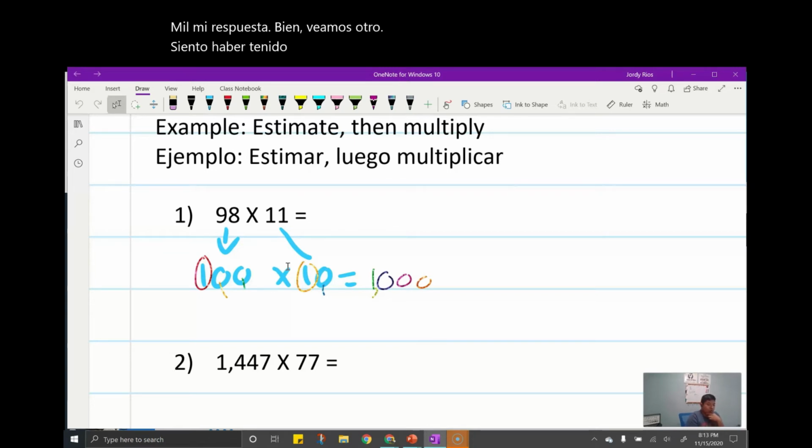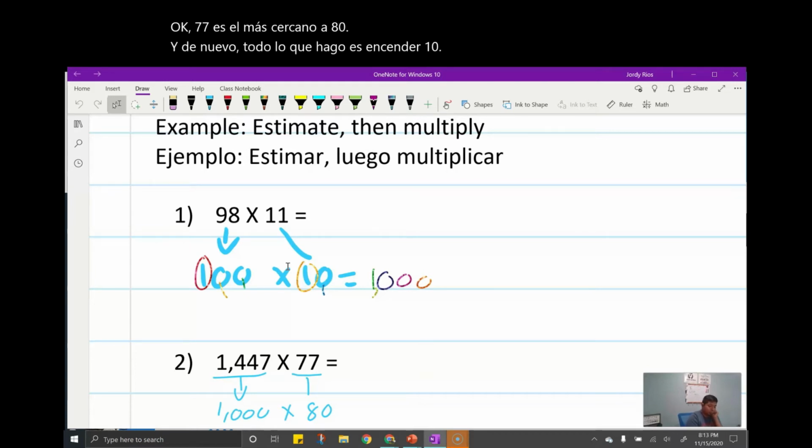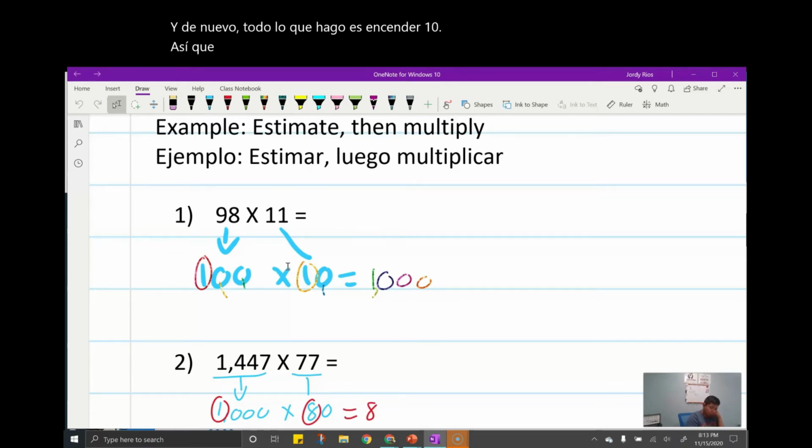Alright, 1,447. I know that that's closest to 1,000. Okay, 77 is closest to 80. And again, all I do is just power of 10. So 1 times 8 equals 8. How many zeros do I add? 1, 2, 3, 4. So therefore my answer is 80.